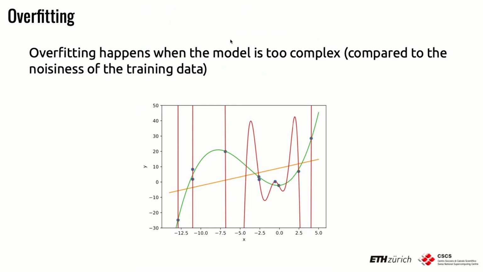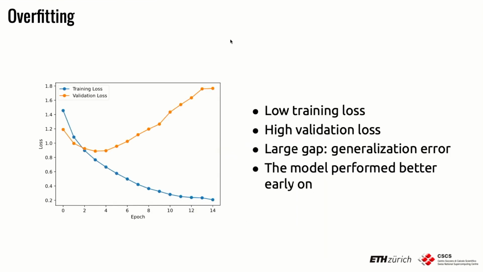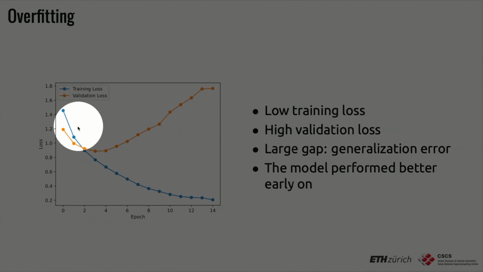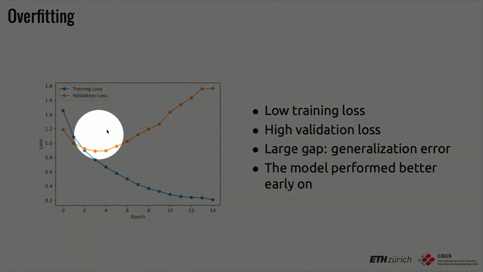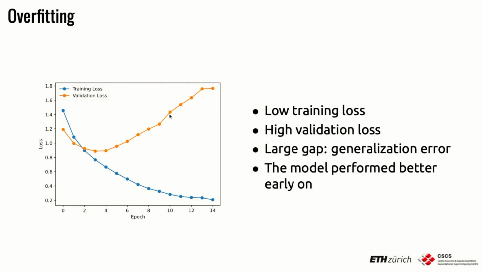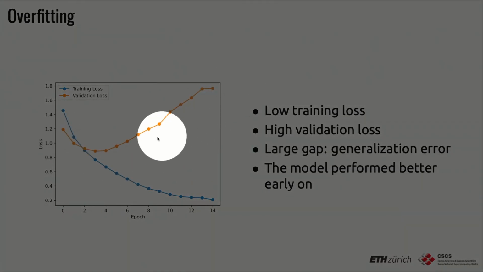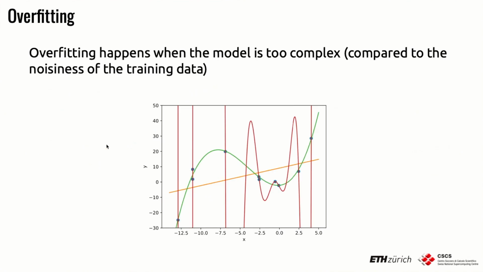Yesterday we finished by going through the notebook together, and if you remember, we had something like this, where the training loss was going down, and this is expected because it's what we are trying to optimize. However, we had also a validation set, and this was actually going up after a few epochs. And this is a symptom of overfitting, which essentially happens when the model is too complex compared to the noisiness of the data.